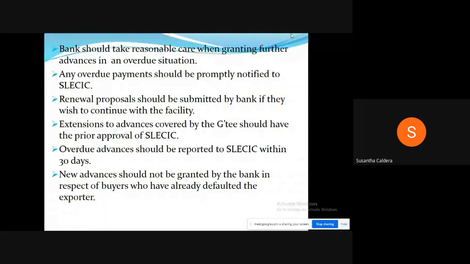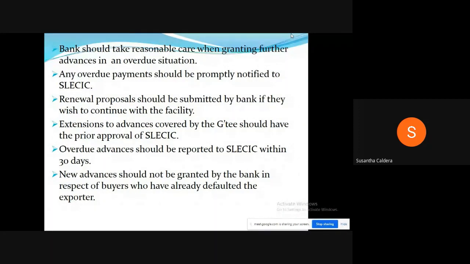If the customer has obtained a guarantee and it has to be done through the bank, right? Now you find there are some overdue situation. Negotiations are going on, but overdue situation is there. In a scenario like that, we should not grant further advances. Right? Any overdue payment should be promptly notified to SLESIC.